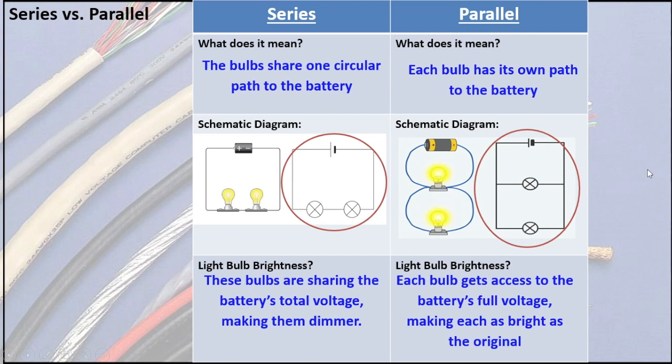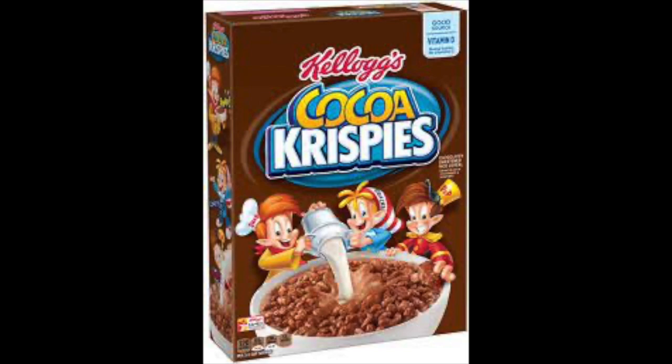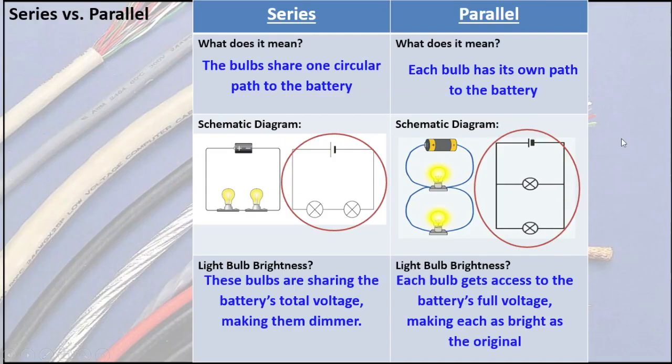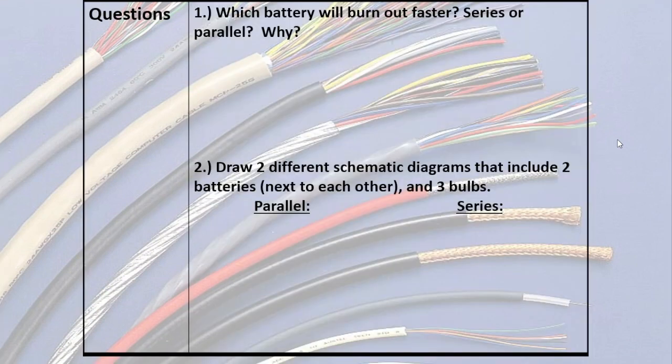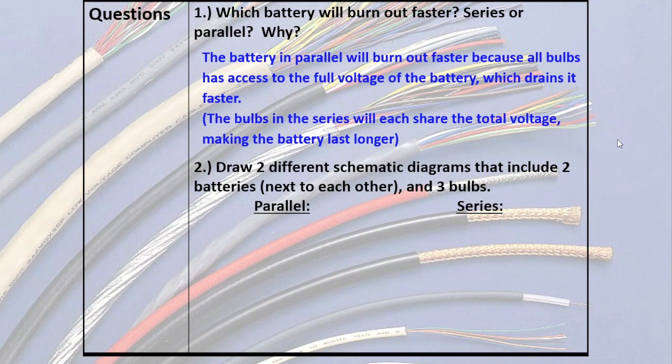Well, I don't know about you, but if that's some Cocoa Krispies, it's definitely going to be our parallel over here. And that's because they're taking the total amount that they can and they are using that amount. Where in series, they're splitting that total voltage. And again, in parallel, they each have access to that total voltage. So which battery will burn out faster? Well, that's going to be parallel. And like we said before, it's because all the bulbs have access to the full voltage of the battery, meaning that it will drain it faster.